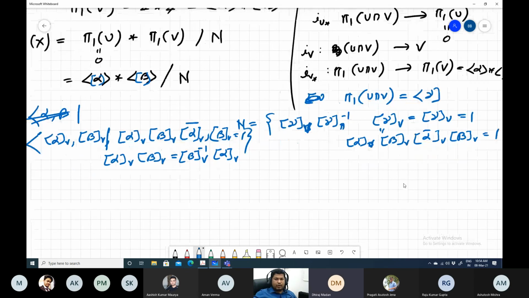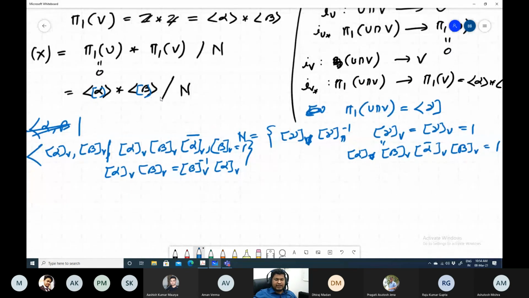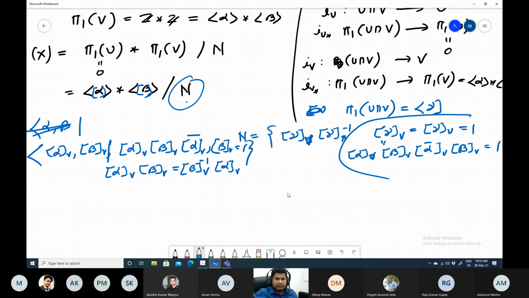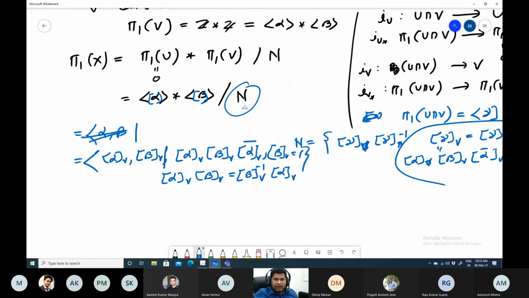Right. So what is it actually saying? It says this: the quotient is generated by this one. Let me explain that. Here the quotient is generated by this one. Now this is a quotient group. That means in this group, in the pi1 of X, the elements of N are identity.